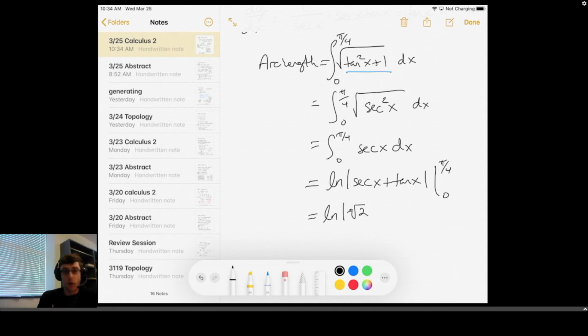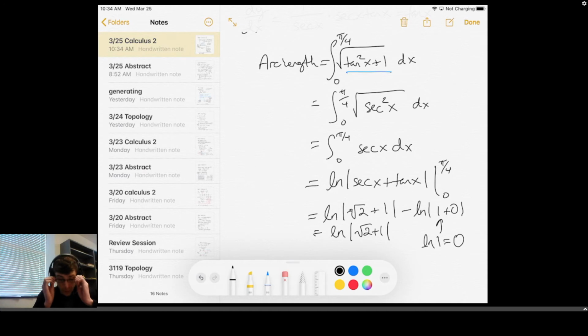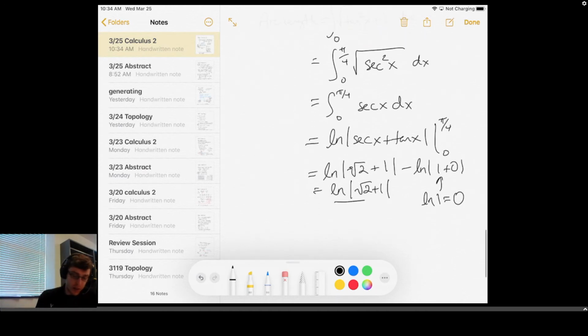Tangent of pi over 4, well, at pi over 4 cosine and sine are the same, so the tangent is 1. And then at 0, cosine of 0 is 1, so secant of 0 is also 1. Tangent of 0, well, sine of 0 is 0, so it's 0 over 1, which is 0. So our end result is just the natural log of root 2 plus 1, because the natural log of 1 is 0. And this is approximately 0.88 or something like that.